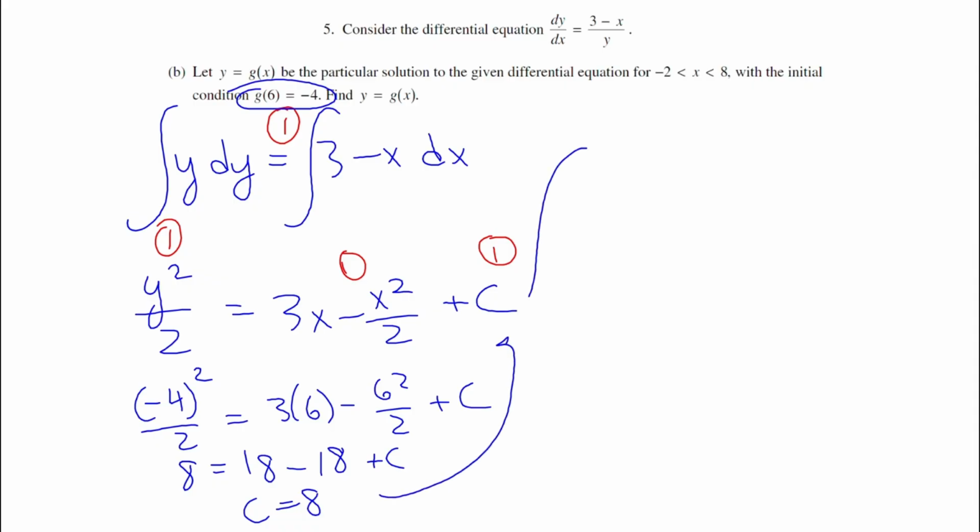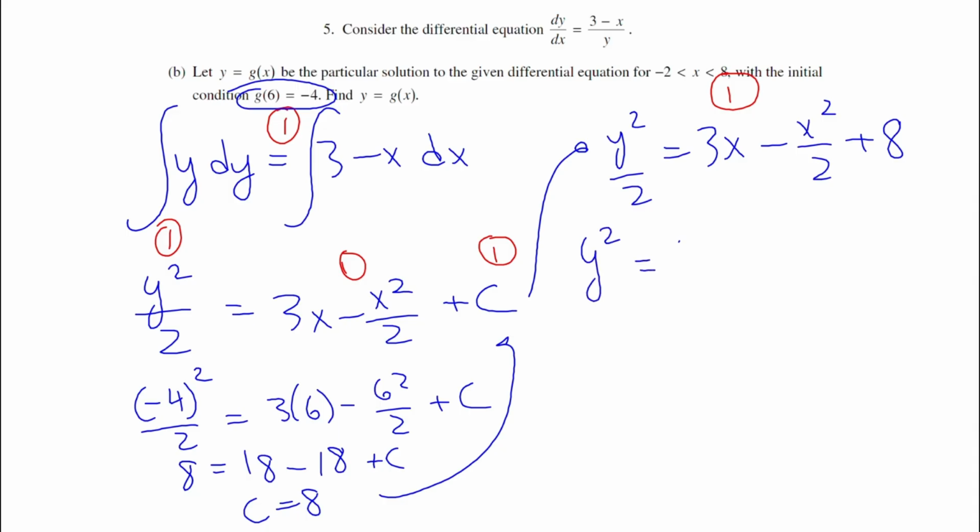Plugging that back in here gives us y squared over 2 equals 3x minus x squared over 2 plus 8. We get a point for having the constant and plugging it in. And we'll get our final point for solving for y. So first we'll multiply by 2. 6x minus x squared plus 16. And then we square root.